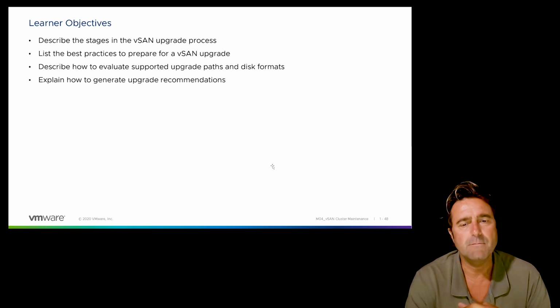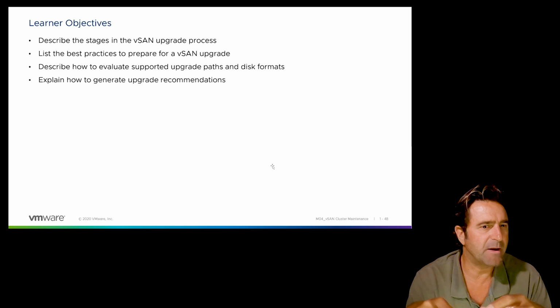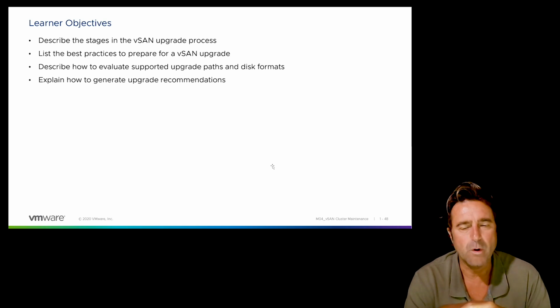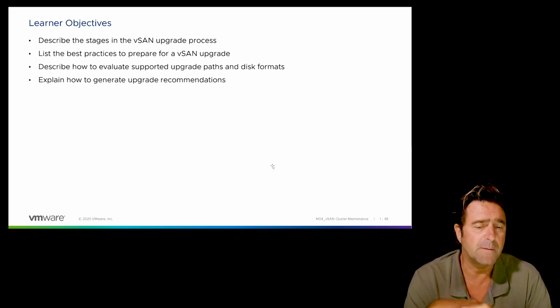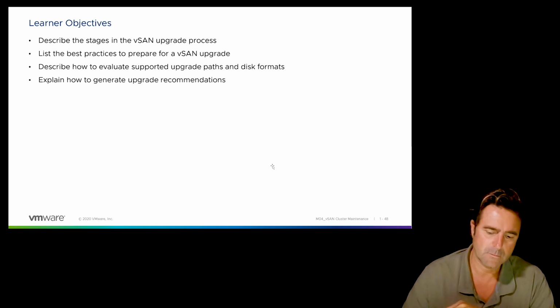And here you can see that what we're going to be doing over the next few minutes is we're going to be talking about how to upgrade a vSAN cluster. We're going to talk about best practices. We're also going to talk about how to evaluate supported upgrade paths and disk formats. And then finally, we're going to talk about upgrade recommendations.